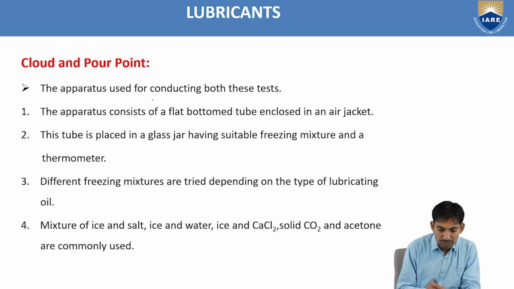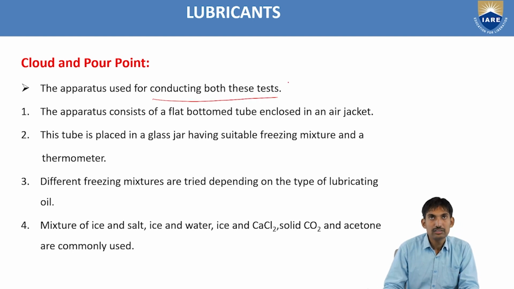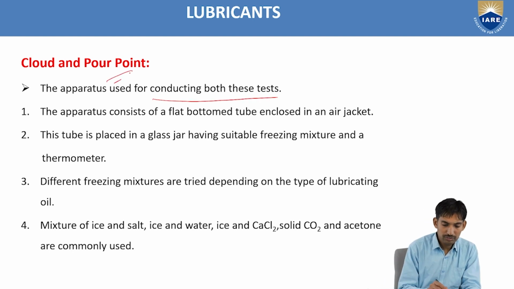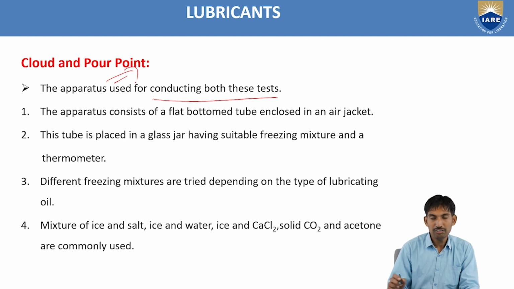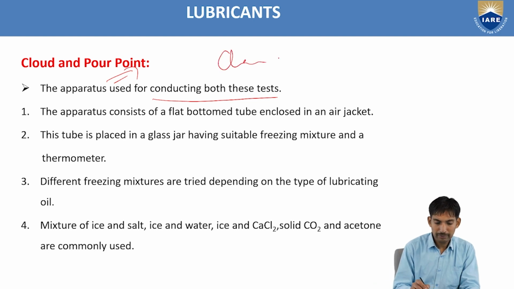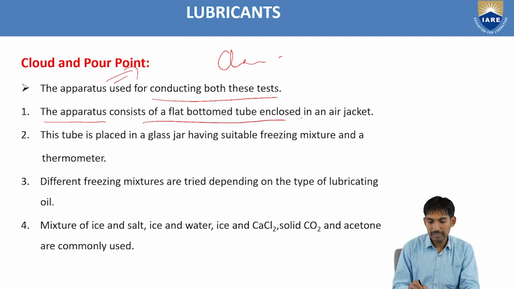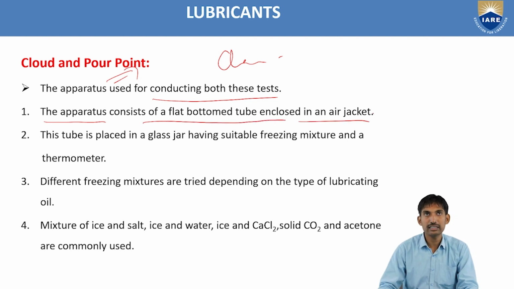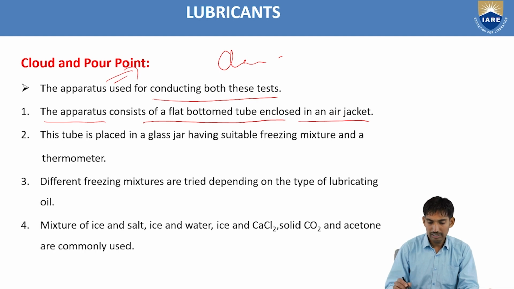The apparatus used for conducting both these tests: only one instrument can be used to measure the cloud and pour point. The apparatus consists of a flat bottom test tube enclosed in an air jacket, surrounded by the air jacket.